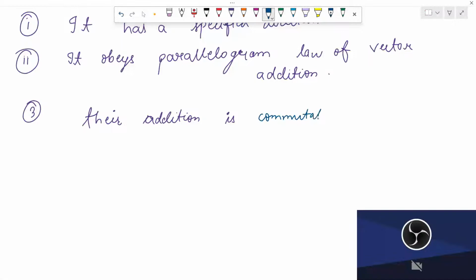Okay. It means what? If we have two vectors, let's say A and B, with an arrow sign at the top, A vector plus B vector, we are adding two vectors, so this is also equal to B vector plus A vector. Both are the same. These are not different quantities.